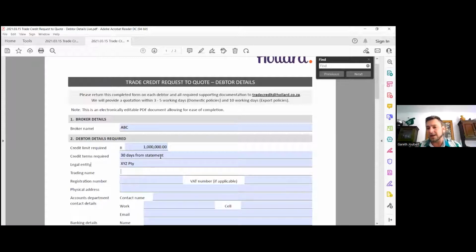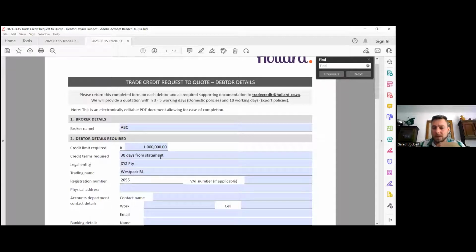And the trading name, so that's the business that they trade under. That could be anything. I was at the Westpac up the road from me the other day, so they trade as Westpac, but they're actually called some other crazy name, right? So this one here would then be West. As an example, the registration number is the registration number according to CIPC.